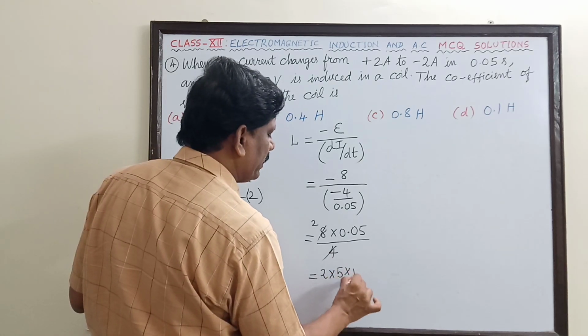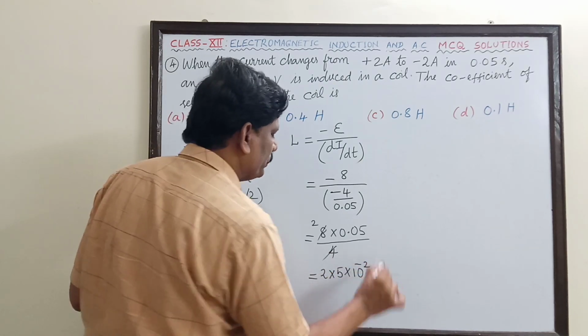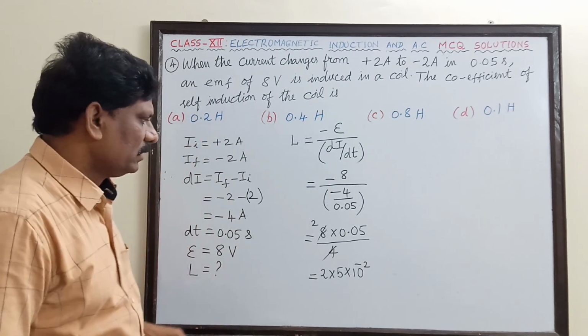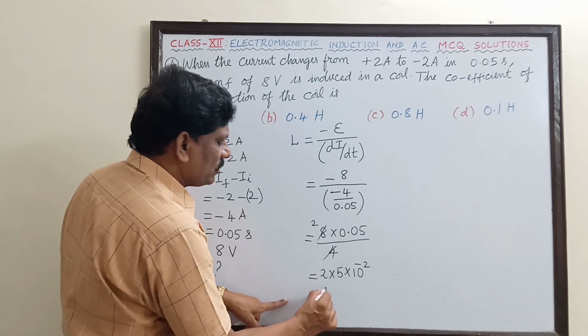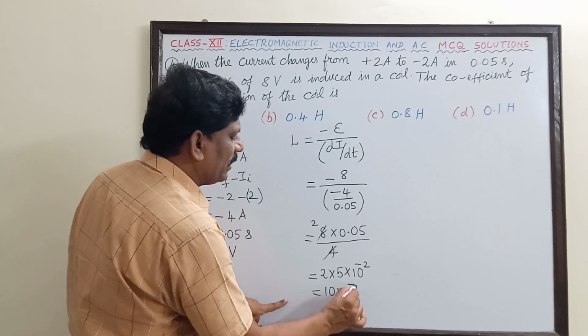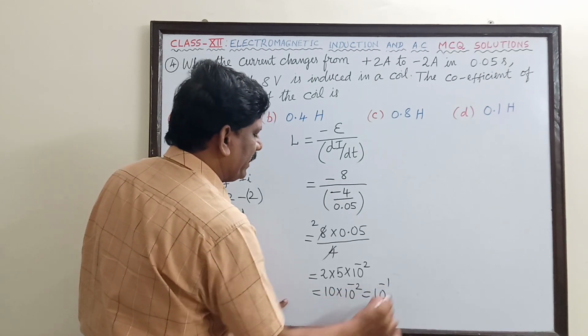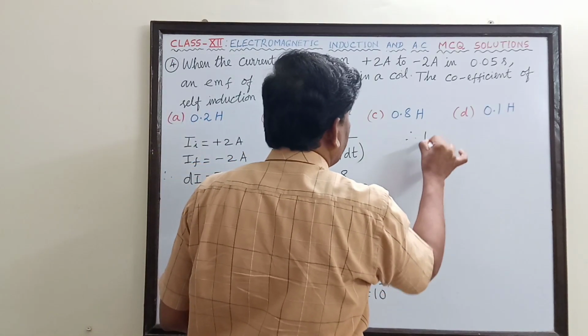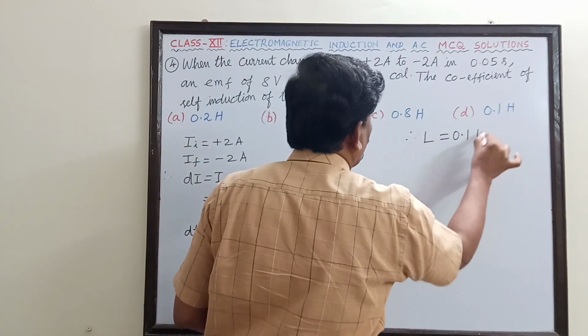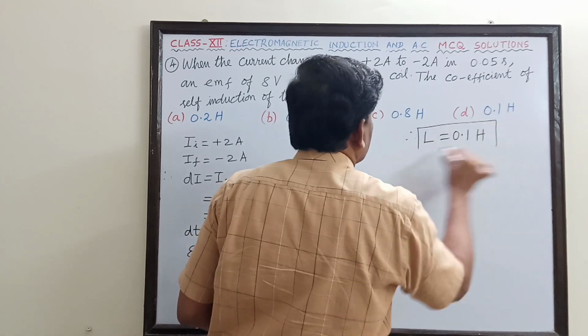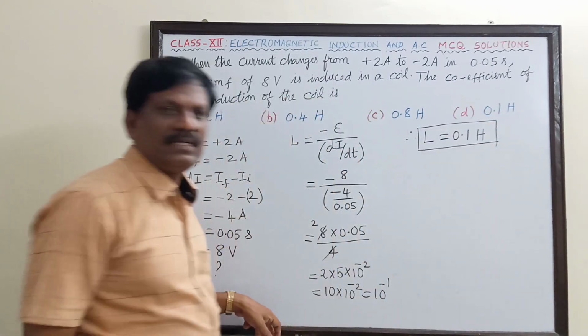5 into 10 power minus 2. So 5 into 2 is 10. So this is 10 into 10 power minus 2. So this is equal to 10 power minus 1. Therefore L is equal to 0.1 Henry. So this must be the answer.